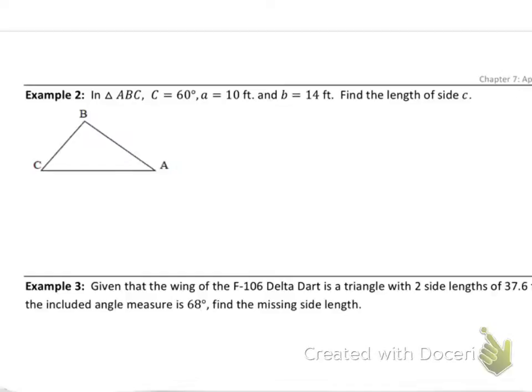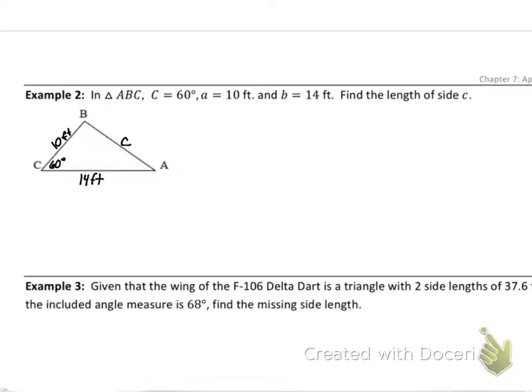On the next one, though, we actually are going to solve it. All right, so we have triangle ABC where C equals 60 degrees. So let's go ahead and write C equals 60 degrees here. We got A equals 10 feet. So that's that side that's across from A is 10 feet. B equals 14 feet. So this guy's 14 feet. Find the length of C. So I'm looking for this C out here.